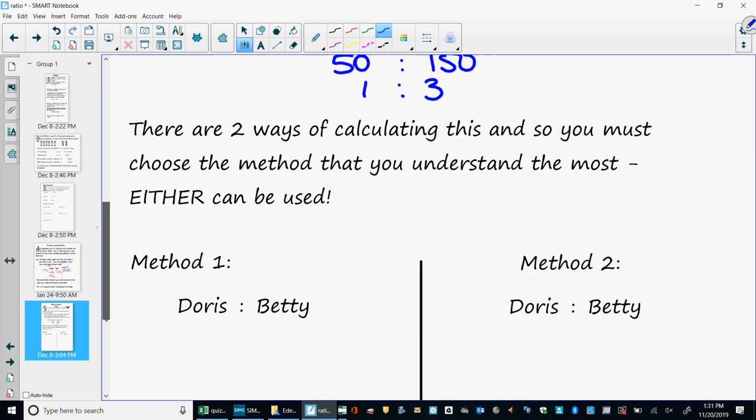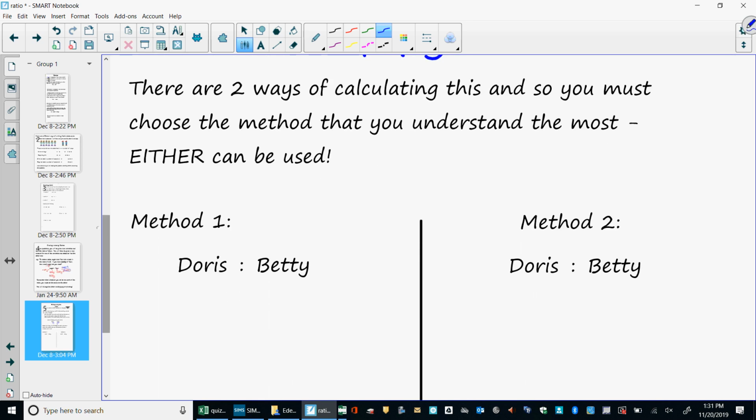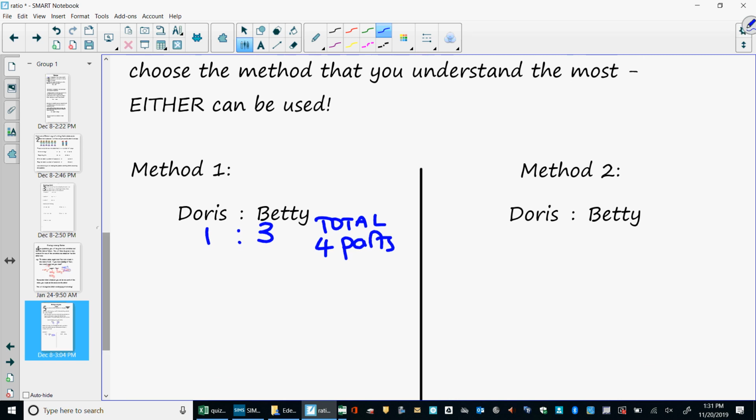Right, so there are two ways of doing this. So method 1. If the ratio is 1 to 3, we've got a total of 4 parts, yes? So for each 1 part that Doris paid, Betty pays 3, yes? So there are a total of 4 parts. So what we can do is, if we're trying to split $1,000, we're going to divide that by this number here, 4. And that's going to tell us the value of 1 part. So $1,000 divided by 4 is $250.